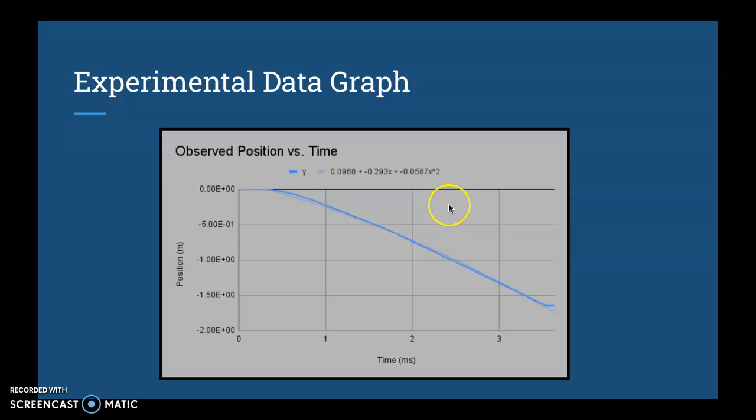Over here you can see the same exact graph that was plotted, that was negative and it was curved. Both concepts of gravity and drag are applied as well.